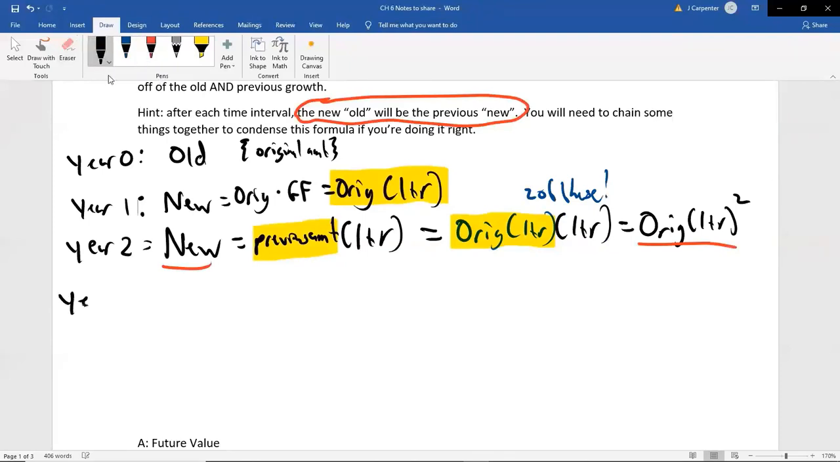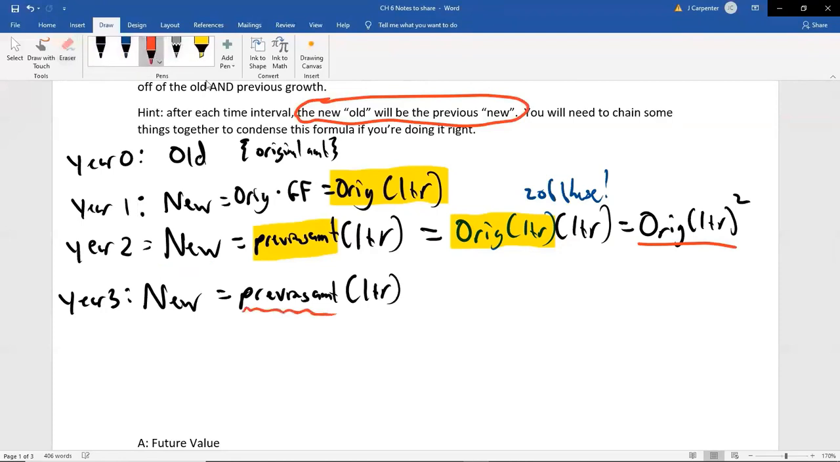Now let's go to year 3. The new amount for year 3 should be the previous ending amount times another growth factor. Now when I say previous amount, that's the ending value from the previous year. So look at this. This original times 1 plus r squared, I'll write that in red since I have it red underlined. So the previous amount here, I'm going to write what I have here. Instead of writing previous, I write original times 1 plus r squared. So original times 1 plus r squared. But we still have this extra 1 plus r that needs to go here. Are you starting to see the pattern?